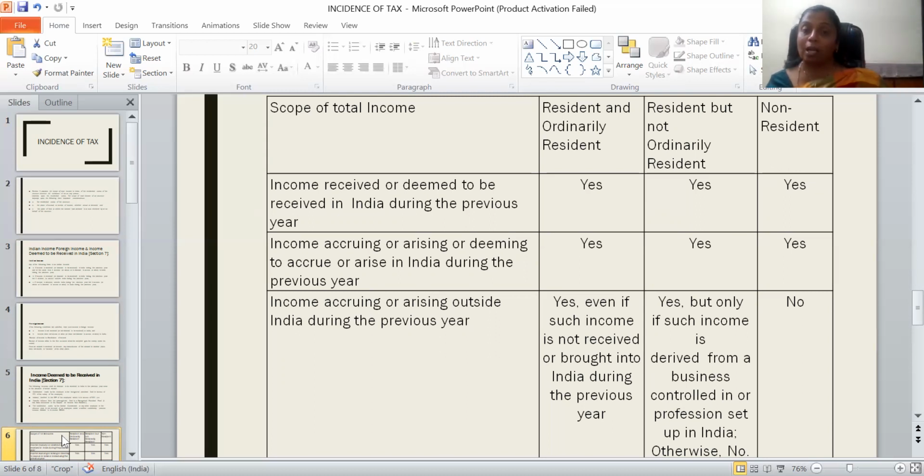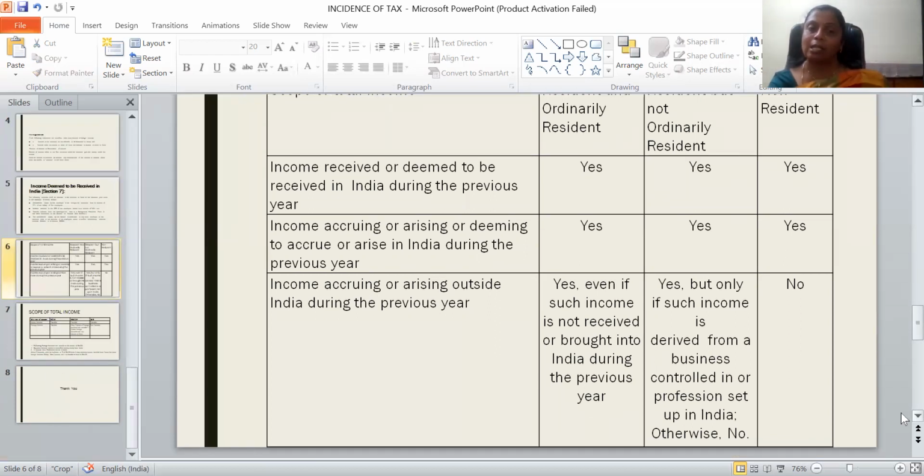Income accruing or arising, or deemed to accrue or arise, during the previous year in India will be taxable for all three cases. So any income which is generated in India, not only received, if that income is generated in India, that will be taxable for all three cases.